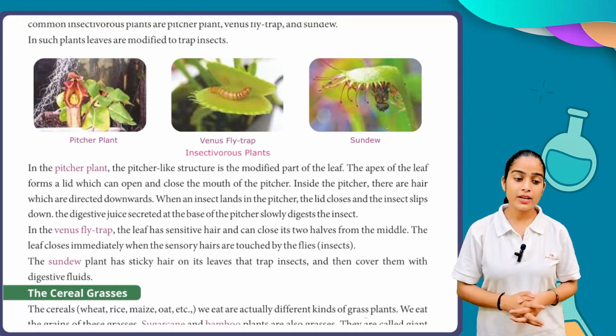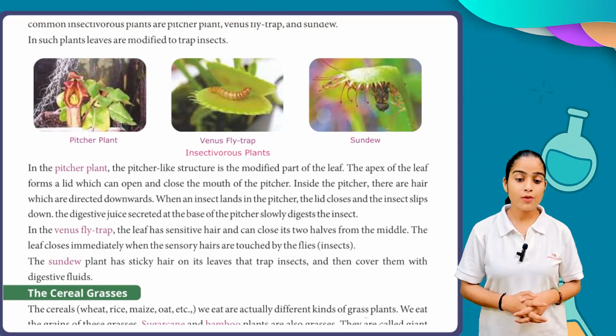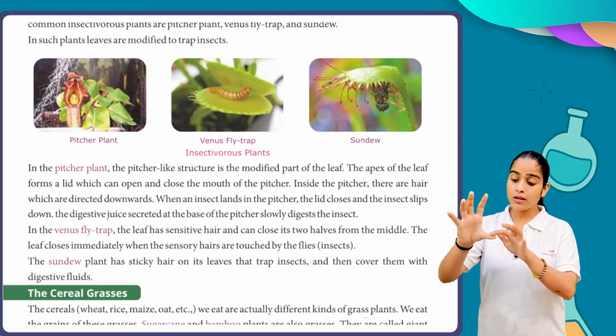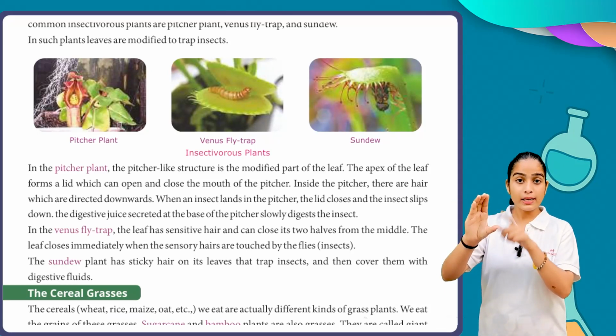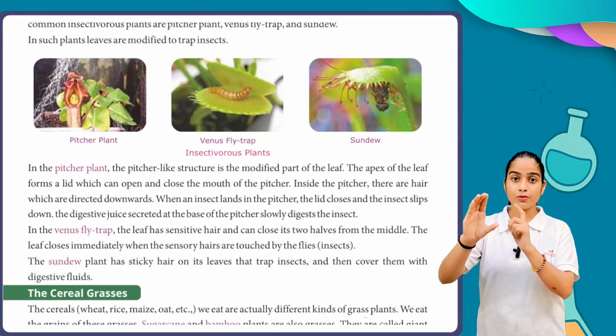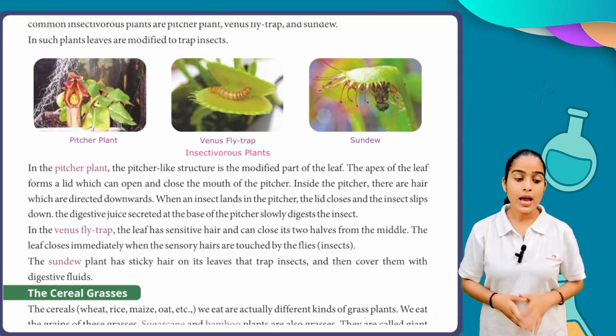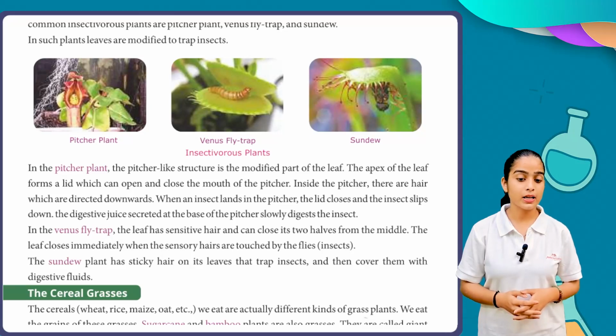In the Venus flytrap, the leaf has sensitive hairs and can close its two halves from the middle. The leaf closes immediately when the sensory hairs are touched by the flies. So these hairs give a sense to the plant that, okay fine, there is an insect, you have to close yourself.